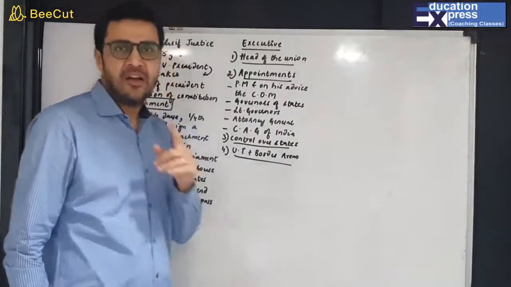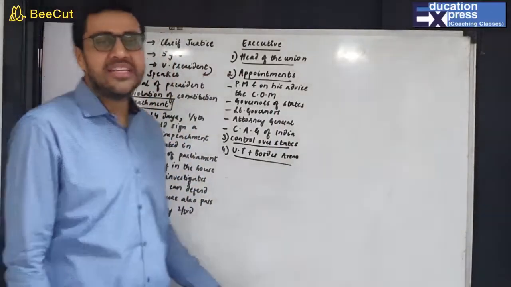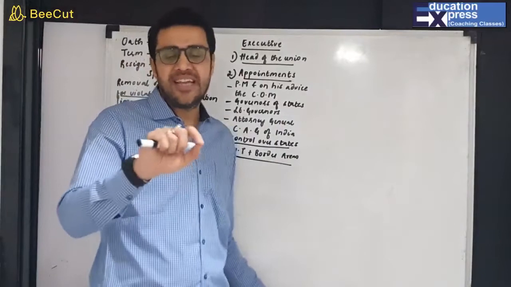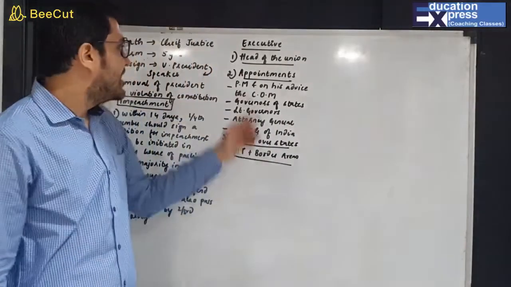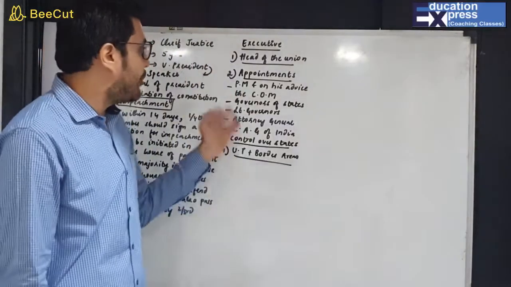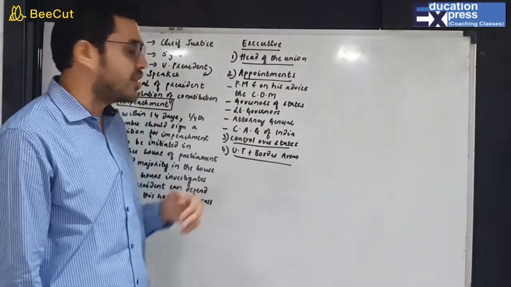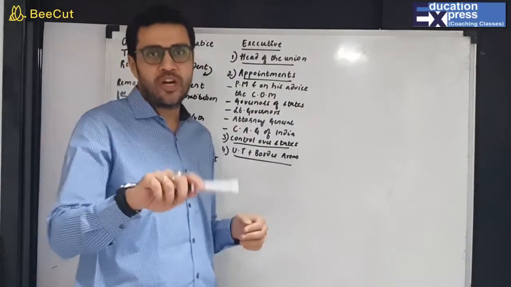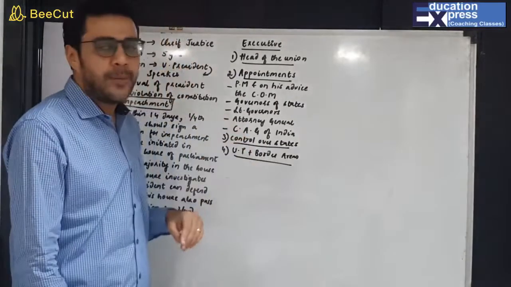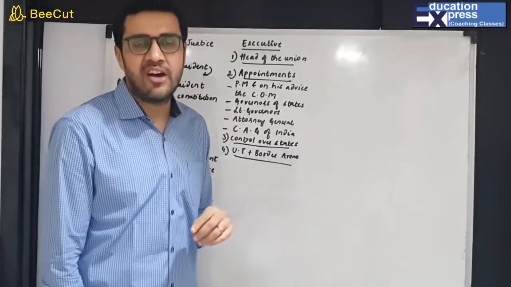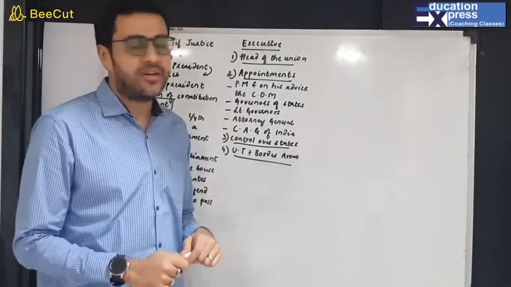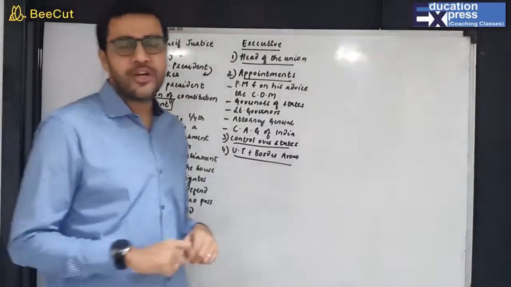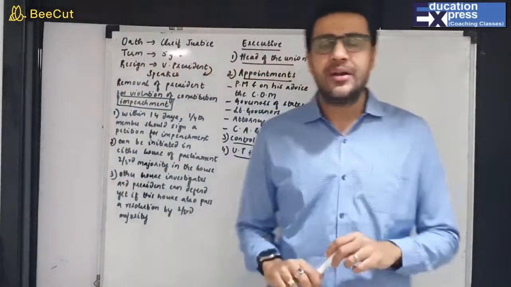4 marker answer. One more time. First one. He is the head of the union. The president is the head of the Indian Union. All orders are passed in the name of the president. Second point, appointments. He appoints the prime minister and on his advice council of ministers. He invites the leader of the majority party to form the government. He appoints the governors of the states, the lieutenant governors of the union territories, the attorney general and the comptroller and auditor general. He has got control over the states. The president has got control over the state.